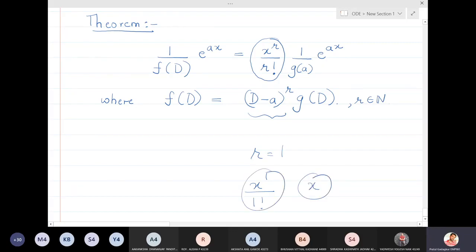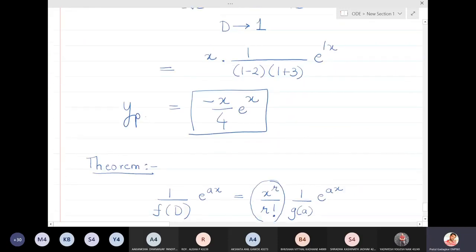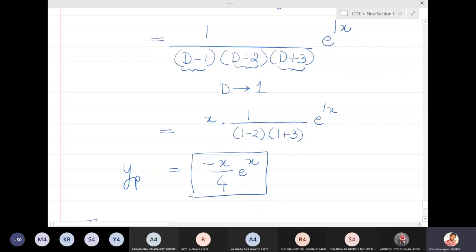If it is coming twice, then what will I multiply? I will solve this part. Like I did here, for everything where there is no problem, I will write it and put D equal to 1 there. And where a square came in the question, instead of multiplying by x, I will multiply it by what? x square upon 2 factorial. This is the only change that you have to do.